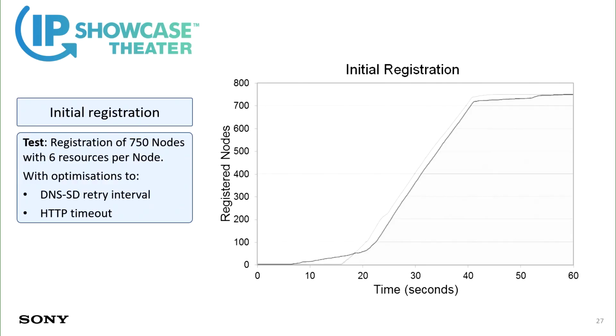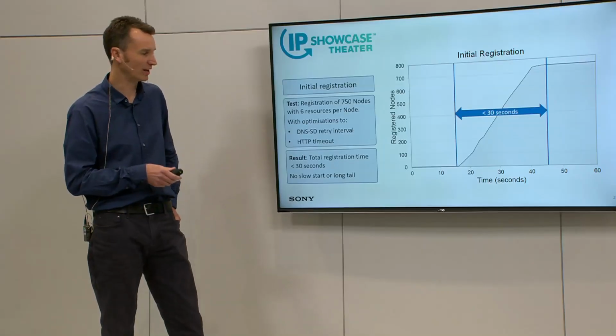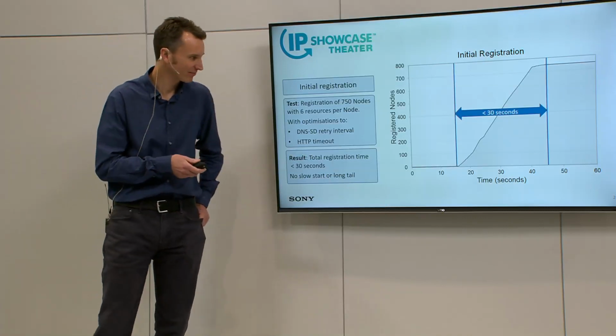And we found, as a result of these optimizations, you can see the slow start and long tail disappearing there. And we've reduced our total registration time from something like 50 seconds to less than 30 seconds. So the key recommendation here is to carefully look at your implementation and make sure that optimizations like that are carried out.